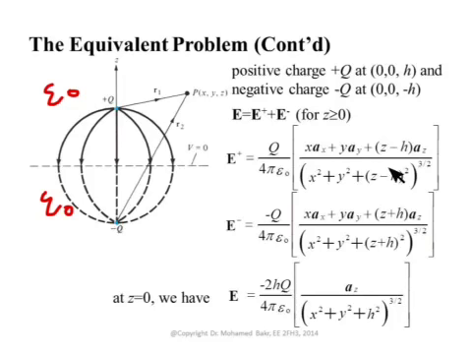If you put z equal to 0 and sum these two, this one has a negative sign, so this will give you minus QH. This one has a positive sign multiplied by minus h, which will give you minus QH. Then the answer will give you minus 2QH over 4 pi epsilon naught in the z direction, which makes sense because the electric field will have to be normal to the conductor.